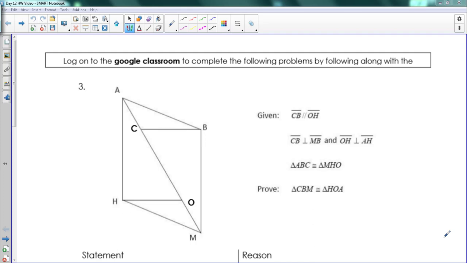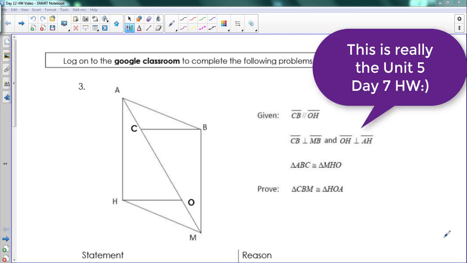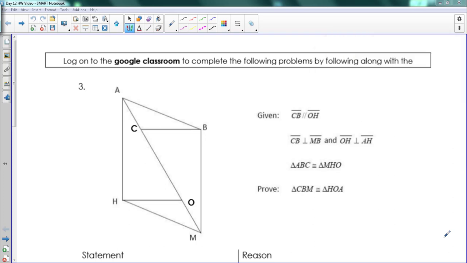Hi everyone, this is Mrs. Donovan. We're going to take a look at the last page of the Unit 5 Day 12 homework, just to give you a little preview of what we're going to do tomorrow with double triangle congruence proofs. So the first thing that we want to do, as always, is read our given and mark our model.